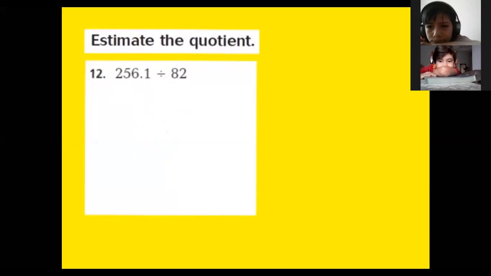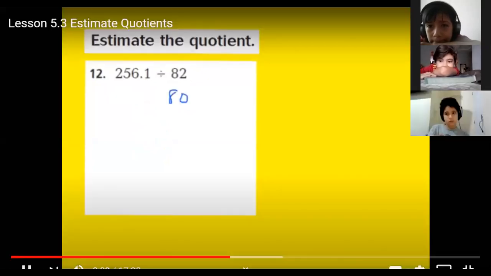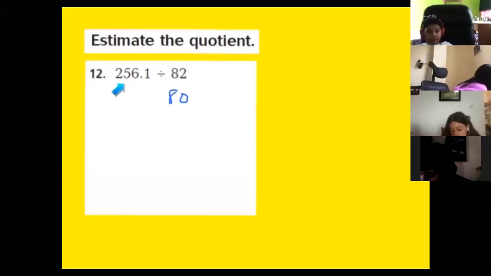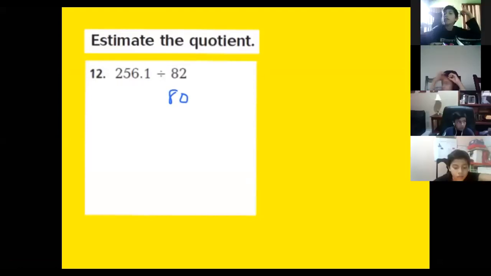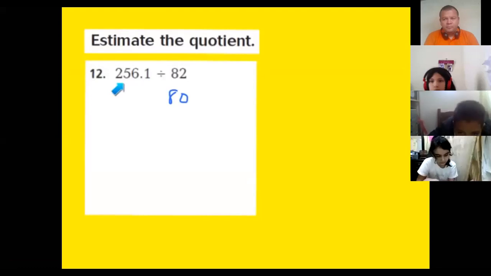So I'm going to turn that 82 into the whole number 80, because 80 would be a number that would be easy to work with mentally. Now, let's take a look at our dividend. Our dividend is 256 1/10. So I need to find a number close to 256 1/10 that works well with our 80, that's compatible.